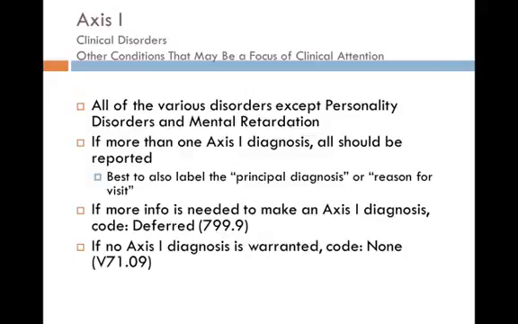If more information is needed to make an Axis 1 diagnosis, it is coded as deferred, and the code that is used is 799.9. If no Axis 1 diagnosis is warranted, it would be coded as none, or V71.09. With regard to Axis 2 diagnoses, which relates to personality disorders and mental retardation, Axis 2 notes prominent maladaptive personality features and defense mechanisms.